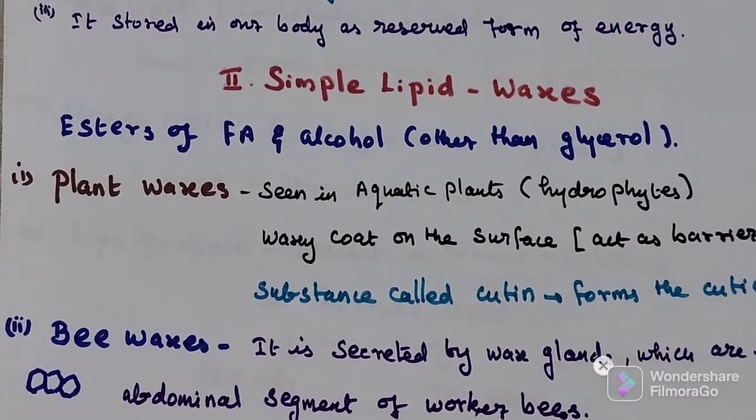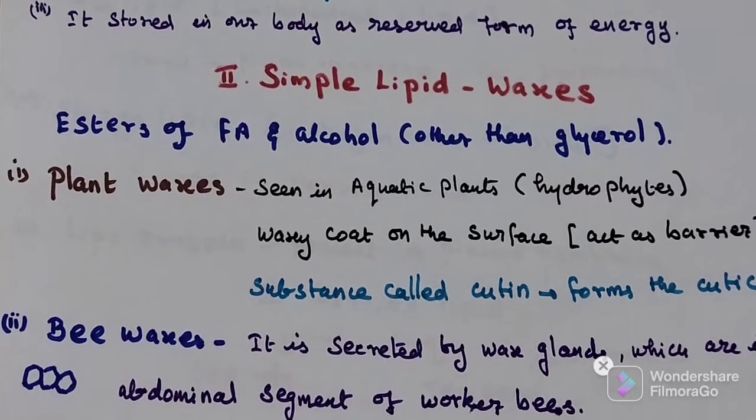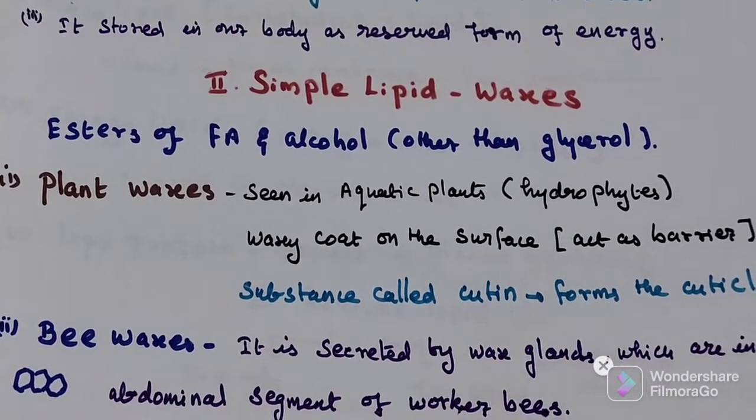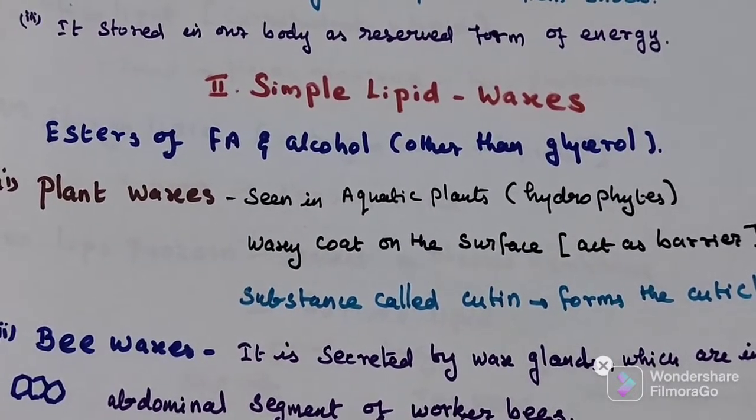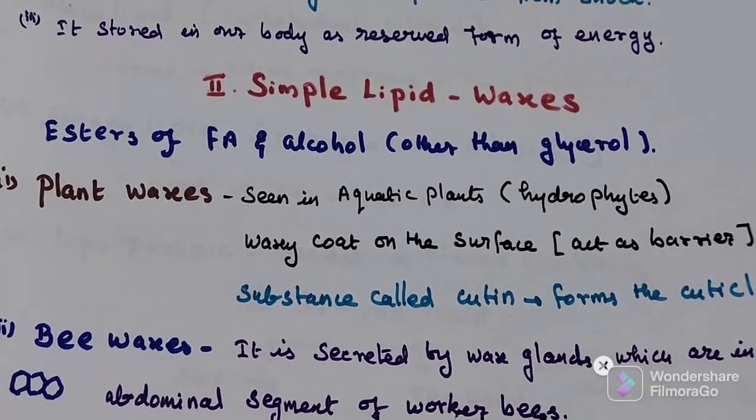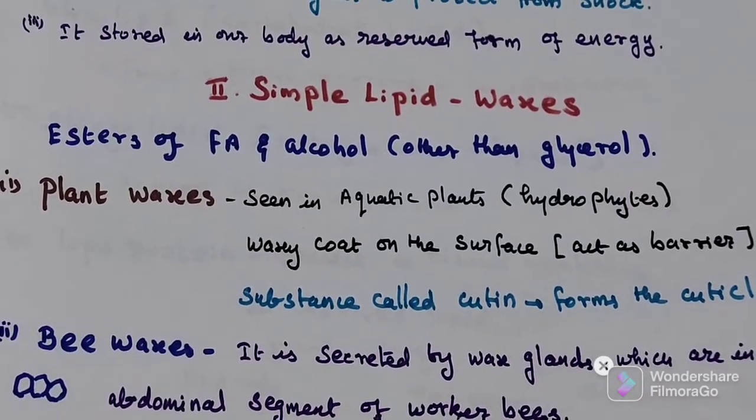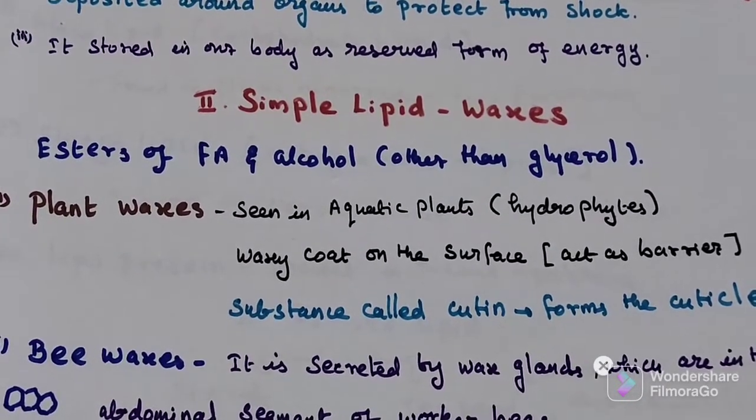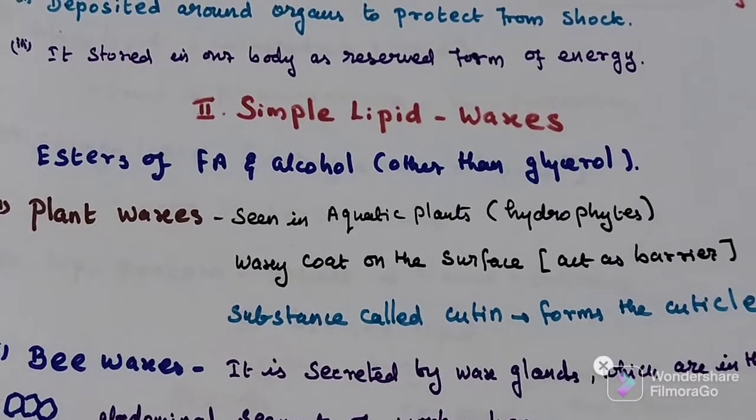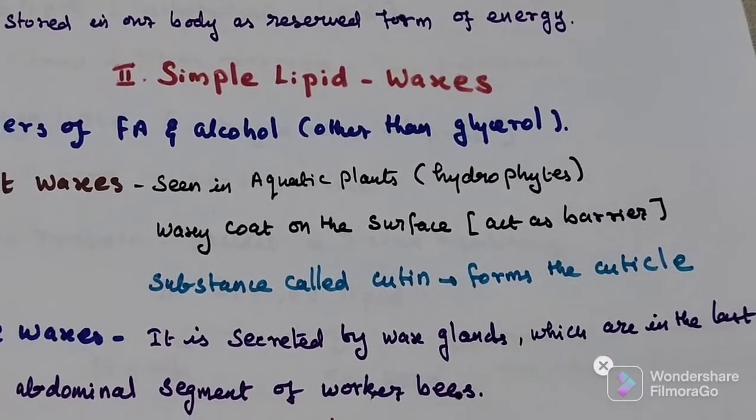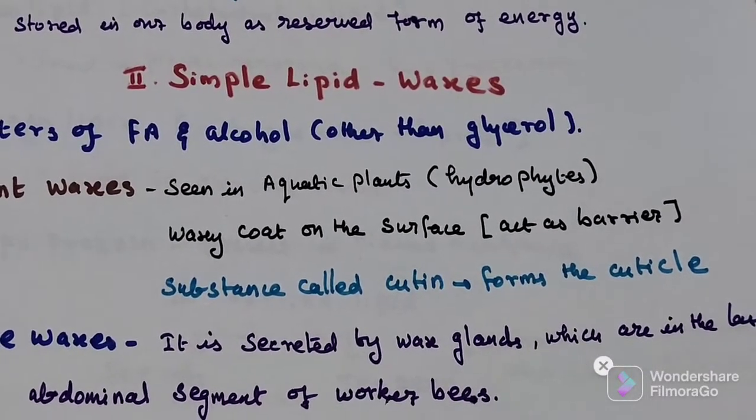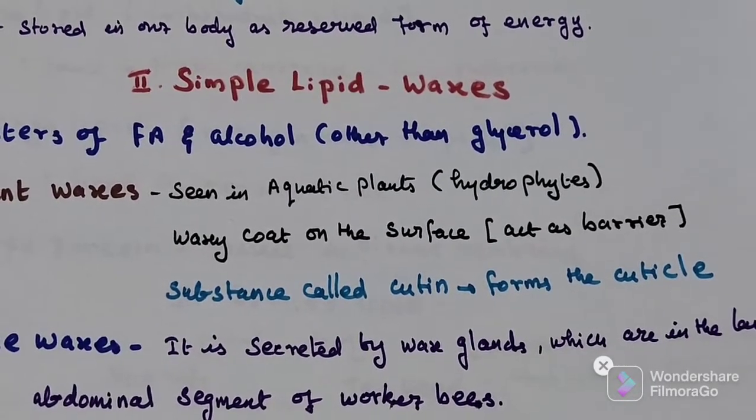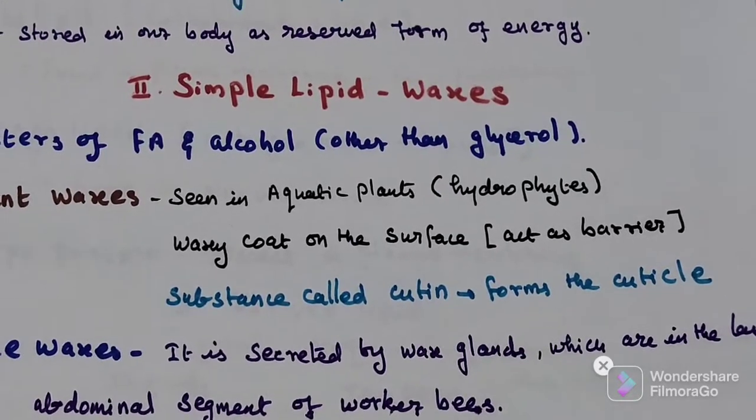We have seen hydrophytes, the plants seen in water, that is, aquatic plants. There is a waxy coat on the surface because wax acts as a barrier. Because of this waxy coat, water does not come into direct contact with plant tissue. This substance is called cutin, from the cuticle, normally found in hydrophytes.